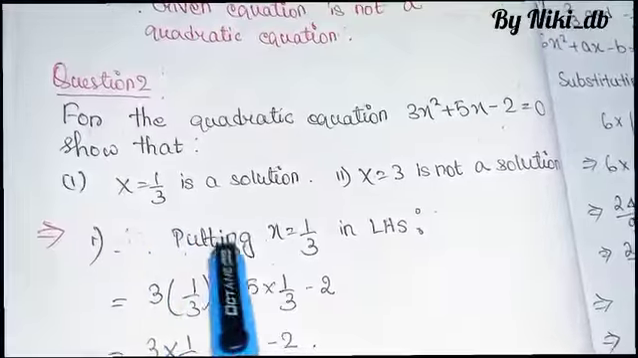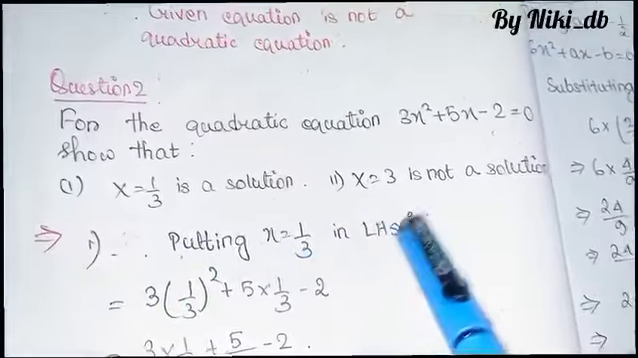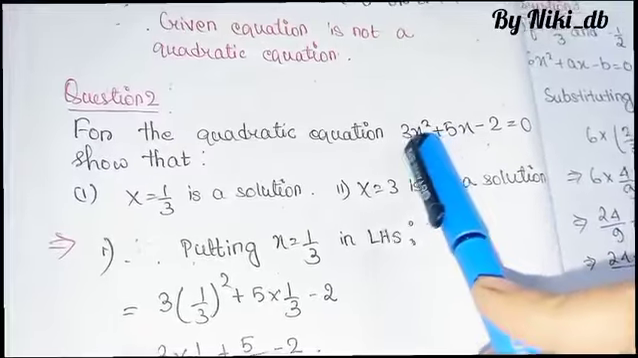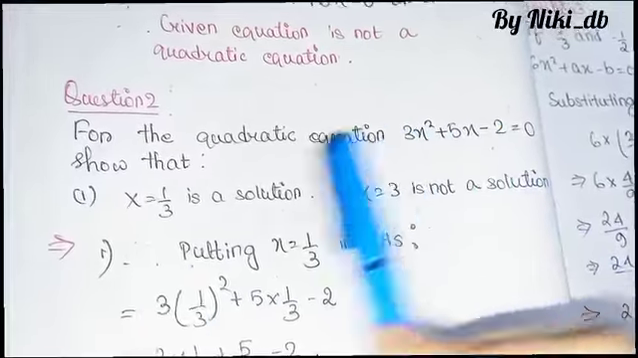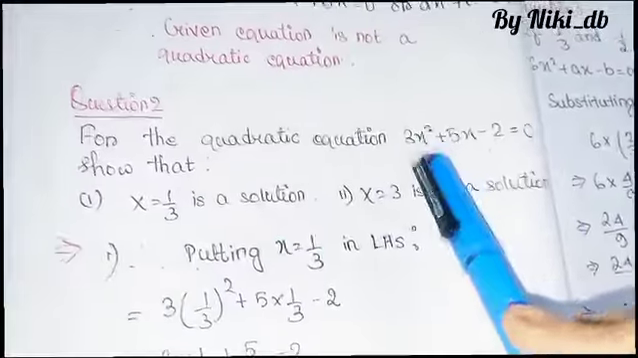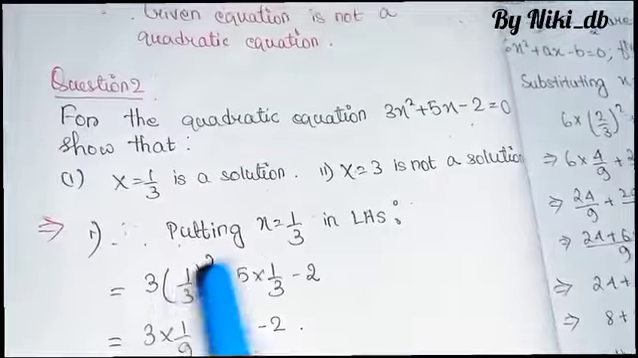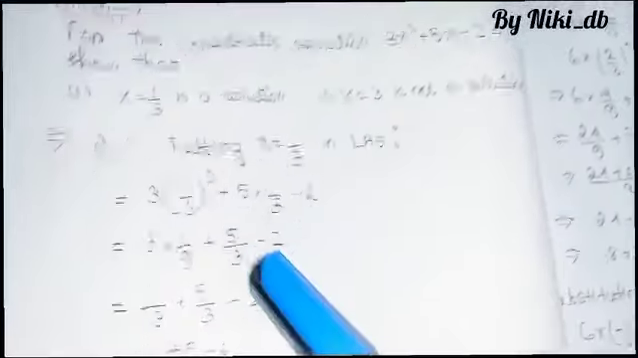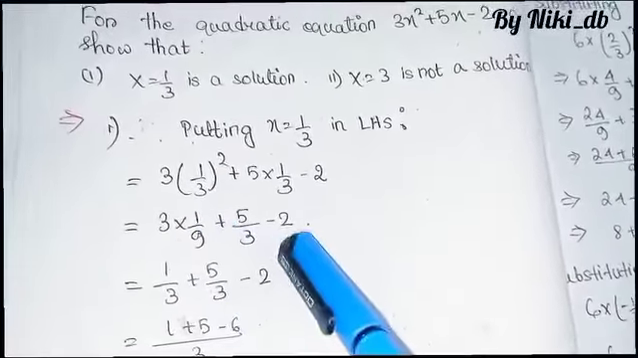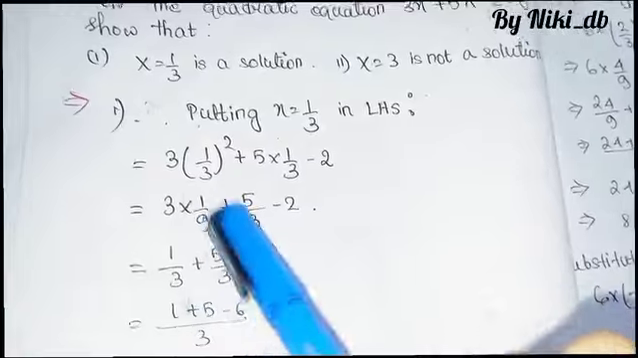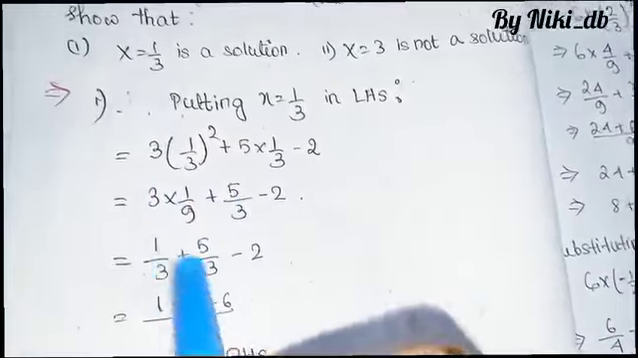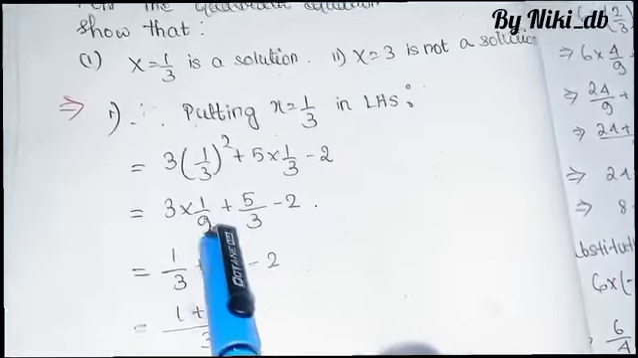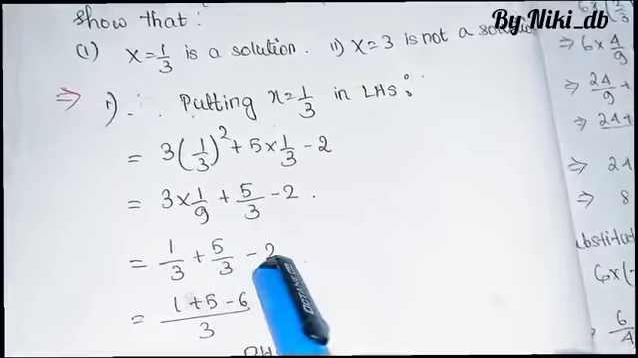So first of all we will put x equals to 1 by 3 in the left hand side of the equation, that is 3x square plus 5x minus 2. We will put the value of this x into this. So 3 into 1 by 3 whole square plus 5 into 1 by 3 minus 2. So 3 into 1 by 9 plus 5 by 3 minus 2. Then after solving we can cut: 3 1s are 3, 3 3s are 9. So 1 by 3 plus 5 by 3 minus 2.